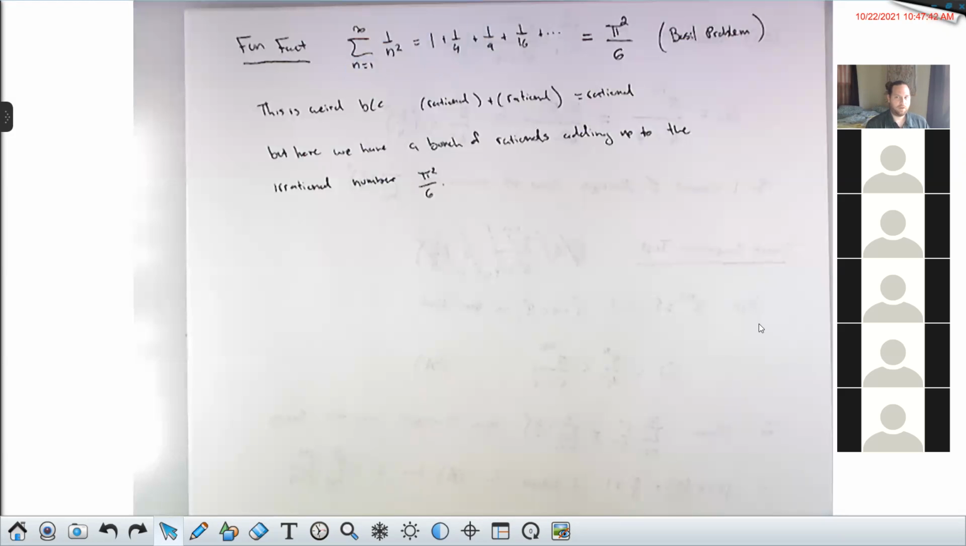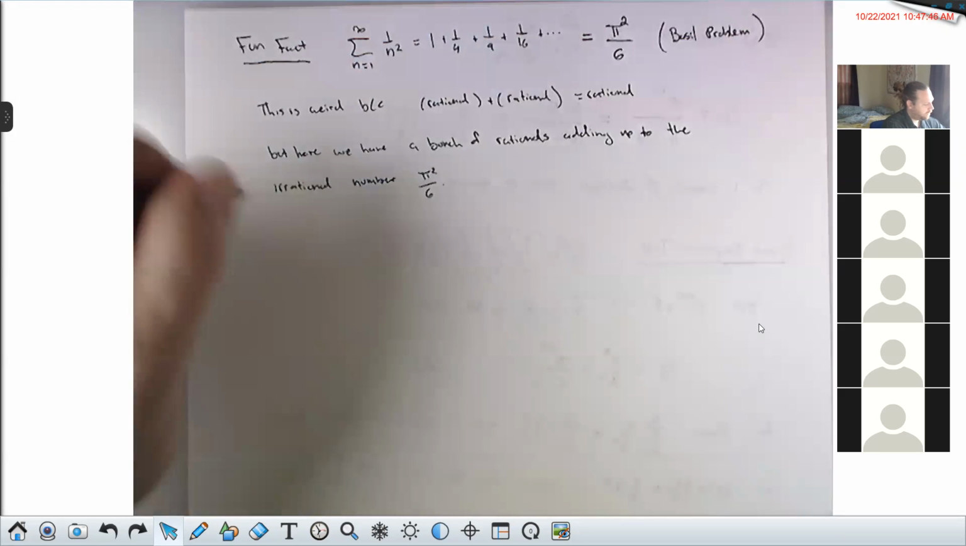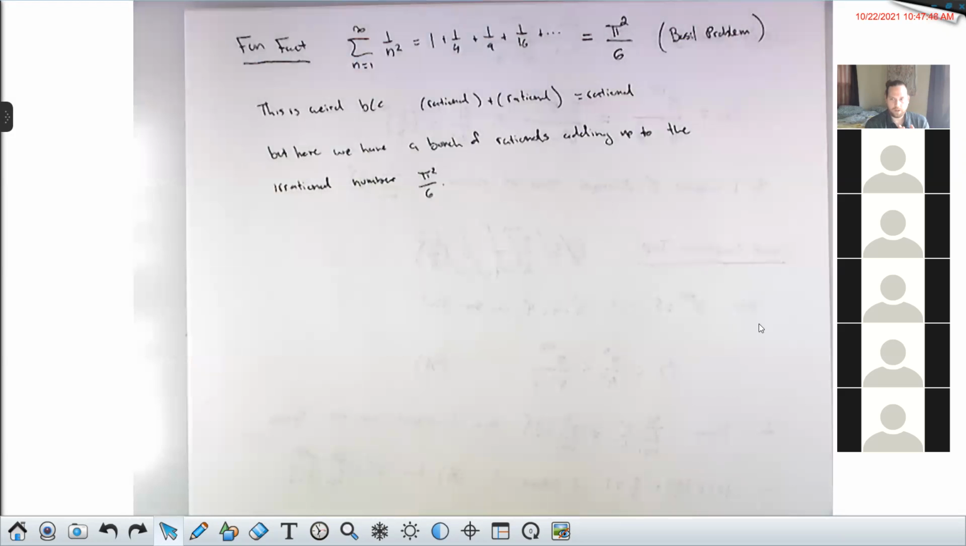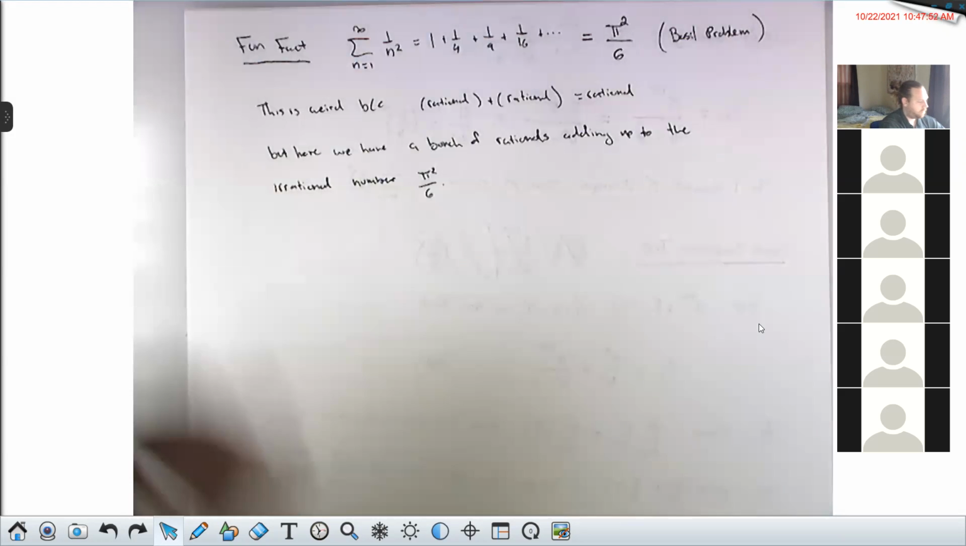Other ways that infinities can be funny is if you rearrange certain series. Another fun fact.